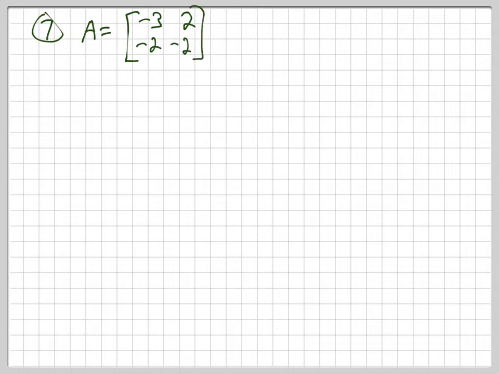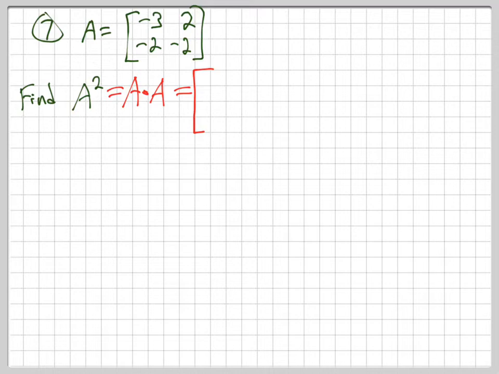Let's try number 7. Number 7 is similar. They're giving us matrix A, which is -3, 2, -2, -2, like that. And they're asking us to find A squared. So we know what A squared means. It means A times A, right? So matrix A squared means matrix A times matrix A.